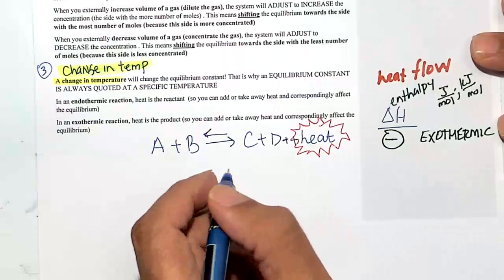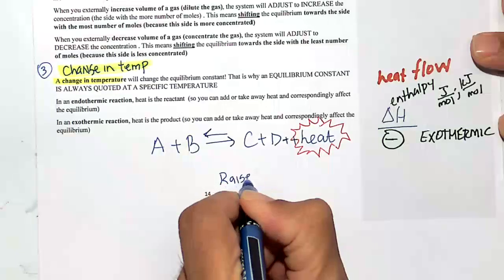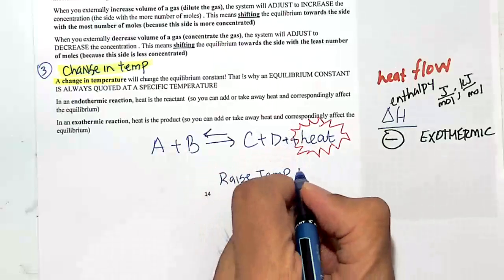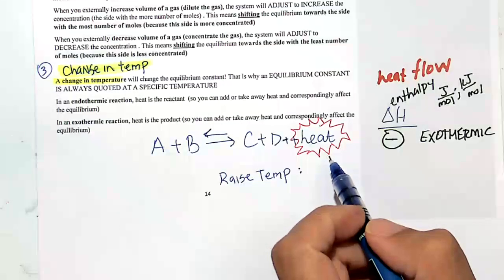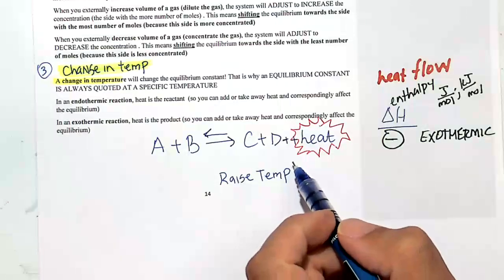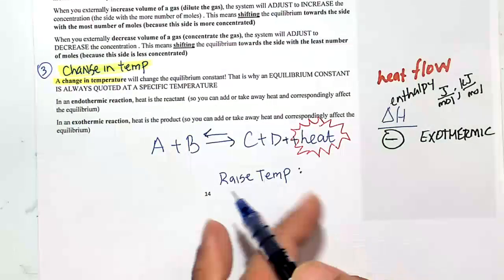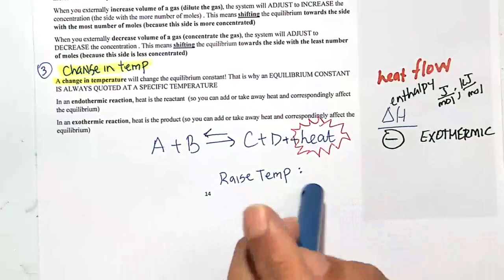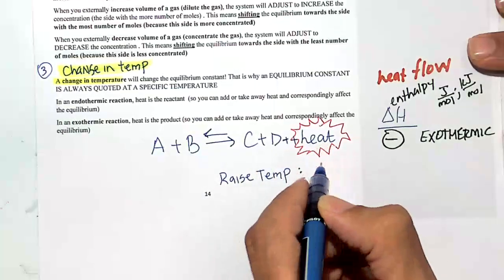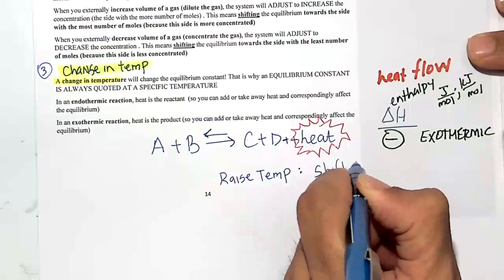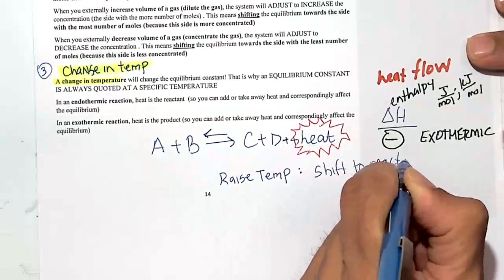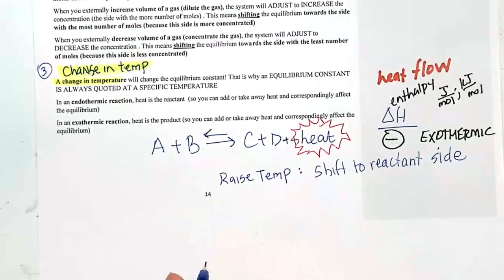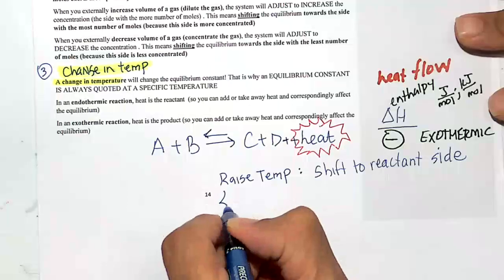So if the reaction is exothermic, what happens if we raise the temperature? Which way will it go, left or right? Raising the temperature means adding heat. So if we add heat, which way will the equilibrium go to offset it? The offset will be to go to the side with less heat. Which side has less heat? So this will shift to the left. This is for an exothermic reaction.